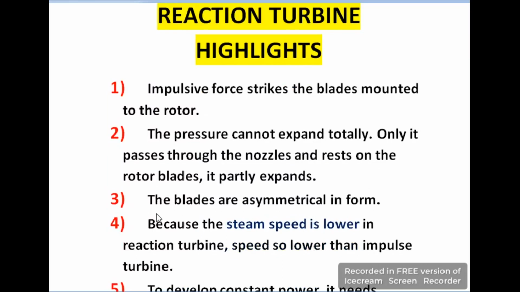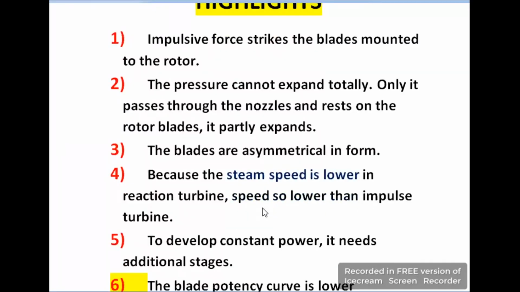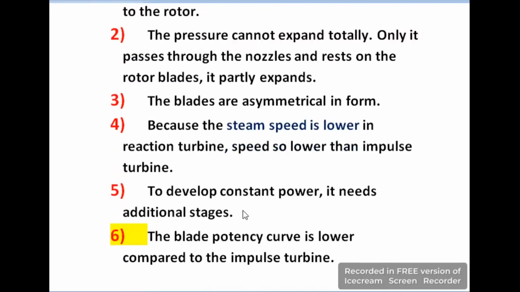According to third point, the design of the blade is asymmetrical. According to fourth point, because the steam speed is lower in reaction turbines, the speed of these turbines is lower than impulse steam turbine. According to fifth point, to develop constant power, it needs additional stages in its design. According to sixth point, the blade efficiency curve is lower than impulse steam turbines.